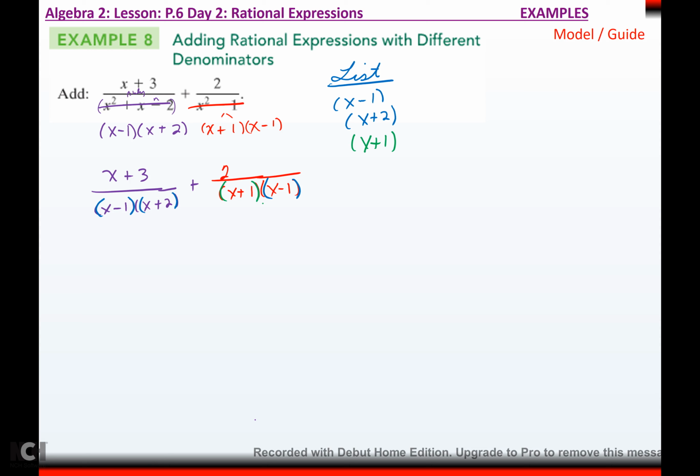Okay, so my common denominator needs to have all of these 3 in it. This one is missing the x plus 1, so I have to multiply the top and the bottom by x plus 1. This one has the x minus 1 and the x plus 1. It's missing the x plus 2, so I'm going to multiply the top and the bottom by x plus 2.